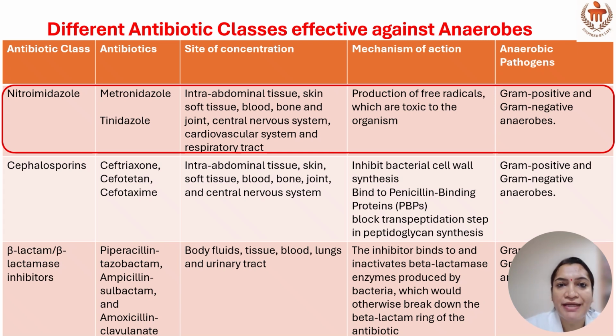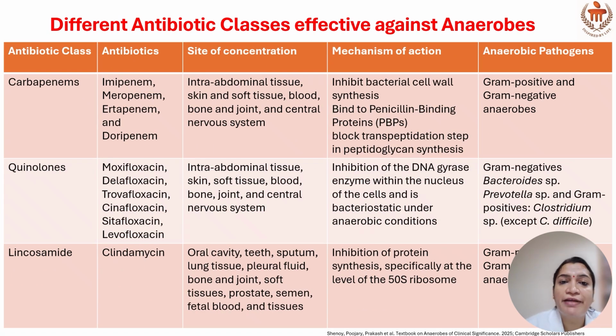Like your piperacillin tazobactam. This drug has been used in many cases whenever you come across complicated conditions like complicated intra-abdominal infections, and it is very promising in such cases. Apart from this, we have carbapenems, which include mainly imipenem, meropenem, ertapenem and doripenem. They have very good activity against most of the gram-positive and gram-negative anaerobes.